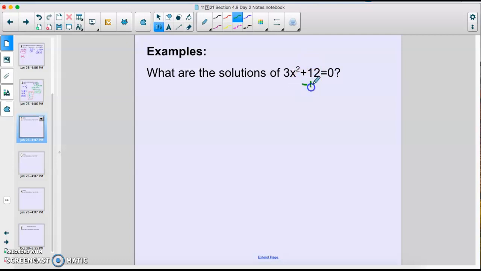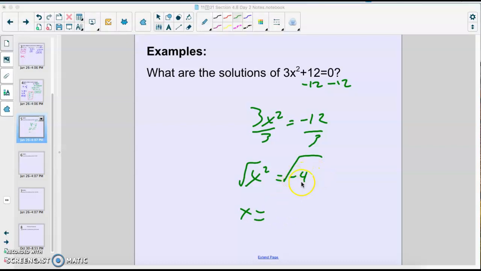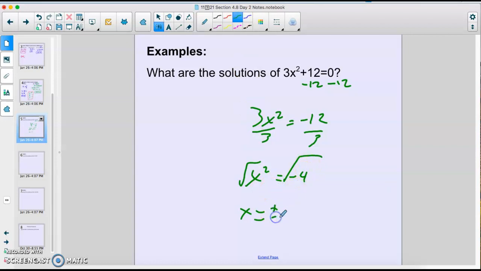And so we're going to subtract 12 from both sides. We get 3x squared equals negative 12, divided by 3. x squared equals negative 4. And then we need to square root both sides, don't we? And so x would equal, now we can split this in two. Now remember, when you square root, you have to do plus or minus, right? Anytime you square root, plus or minus.